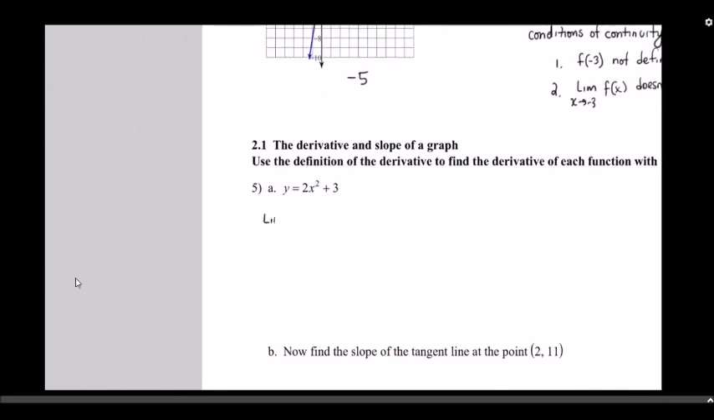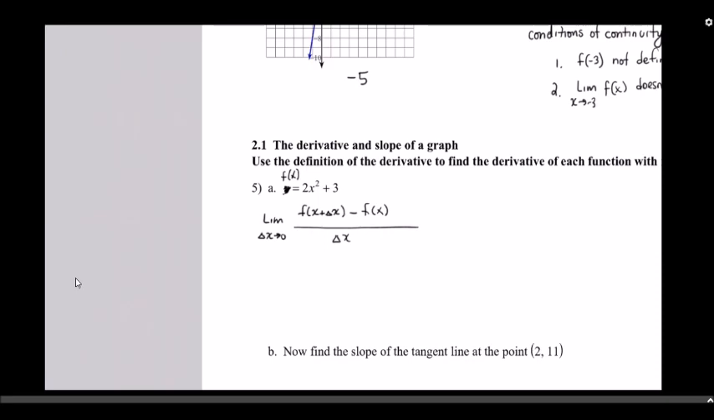So the limit as delta x approaches 0 of f of x plus delta x minus f of x, all over delta x. And remember, you can consider y equals in function notation as f of x. Same thing.